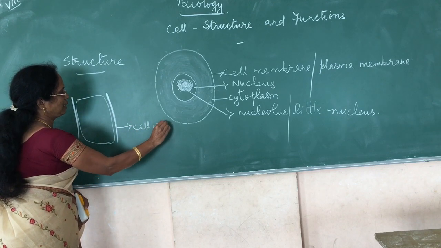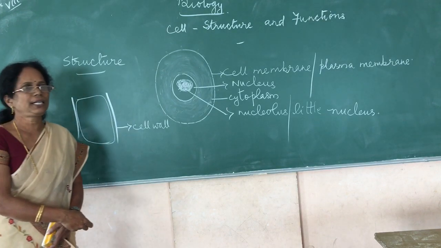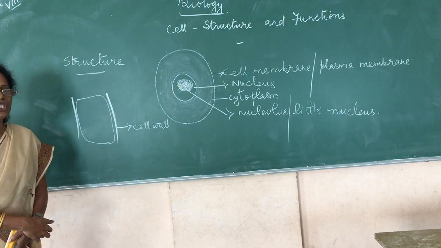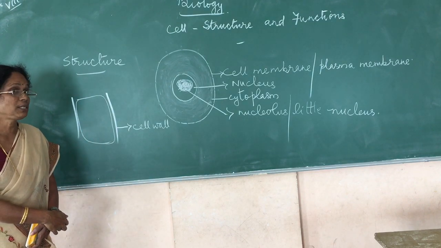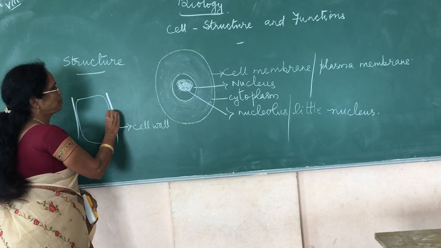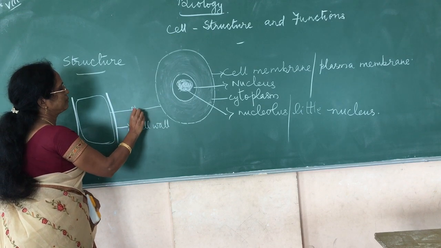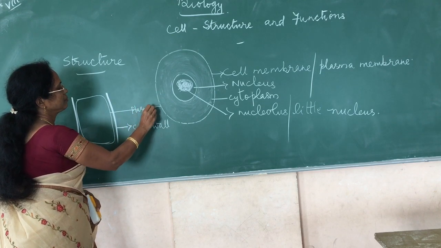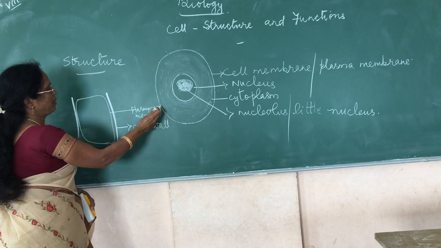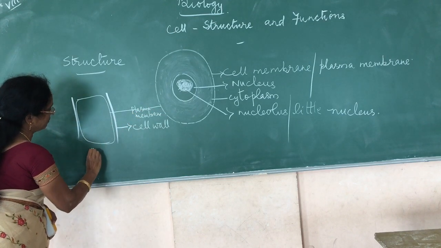Is there a cell wall in an animal cell? No. You have studied it already. The plant cell has a cell wall which is made up of cellulose, which is a carbohydrate. The plasma membrane is present in both, animal cell and plant cell.